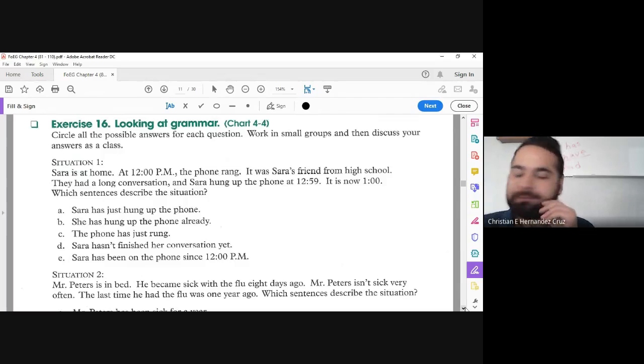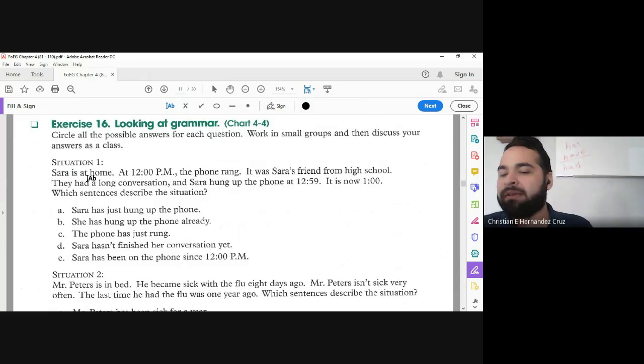Well, I didn't plan for this one, but I just saw the instructions, and we could do half of this. We could just circle all the possible answers. We could discuss the answers later. We could not discuss them at all. But anyways, let's just circle the possible answers.